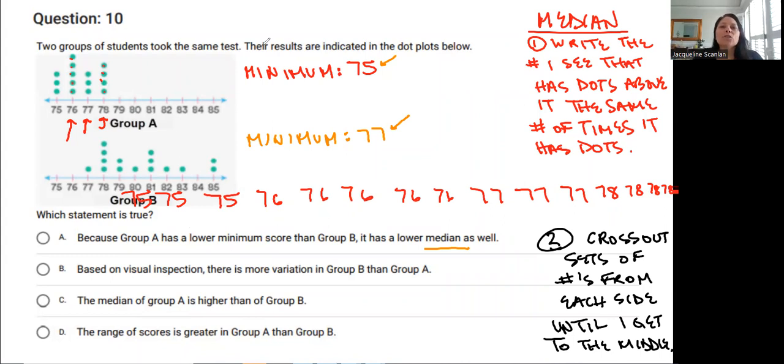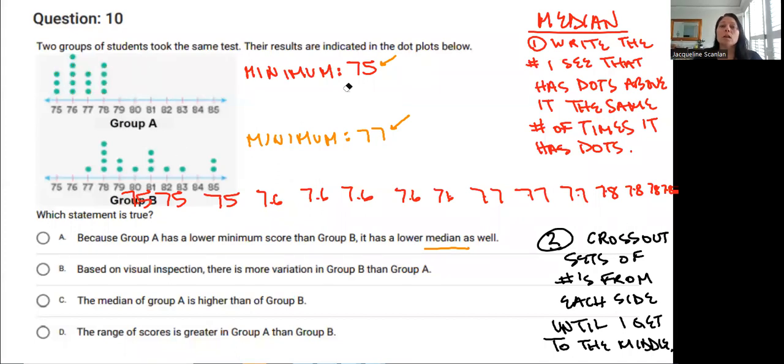And another way to check to make sure you haven't messed this up is to count how many dots you have. So I have 1, 2, 3, 4, 5, 6, 7, 8, 9, 10, 11, 12, 13, 14, 15 data points. So I better have 15 numbers listed here. So I'm going to count them. 1, 2, 3, 4, 5, 6, 7, 8, 9, 10, 11, 12, 13, 14, 15. That way I know I haven't skipped anything.